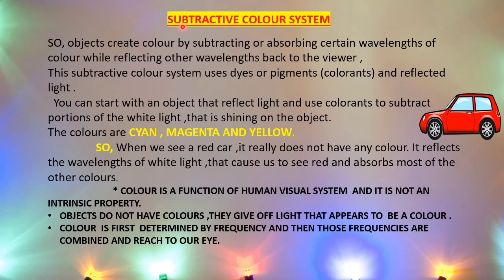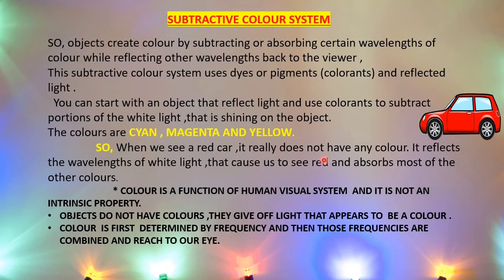What is the subtractive color system? Objects create color by subtracting or absorbing certain wavelengths of color while reflecting other wavelengths back to the viewer. The subtractive color system uses dyes or pigments, called colorants, and reflected light. You can start with an object that reflects light and use colorants to subtract a portion of the white light that is shining on the object. The colors are cyan, magenta and yellow.